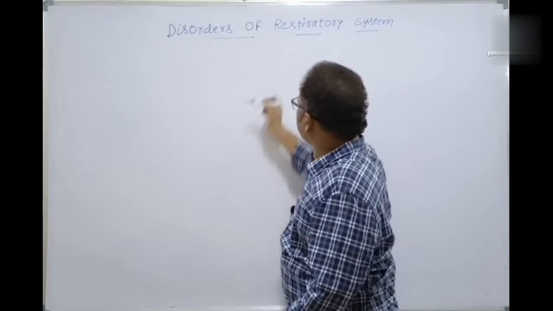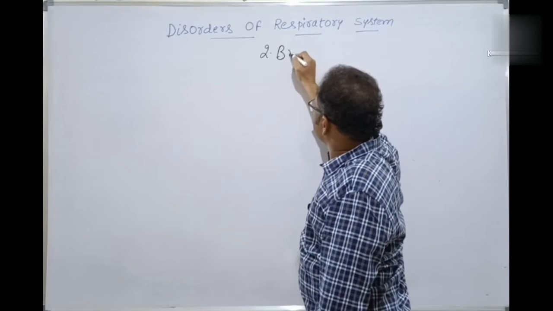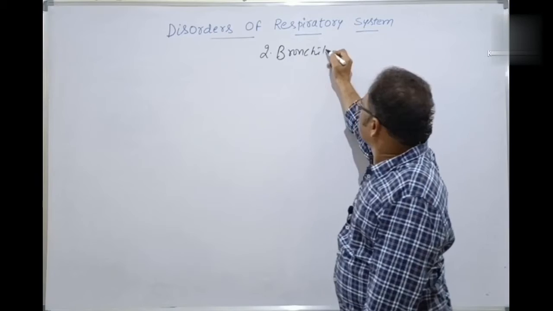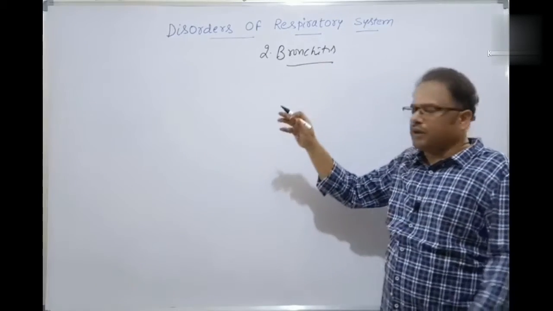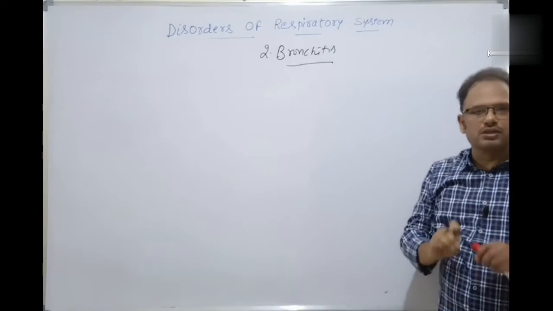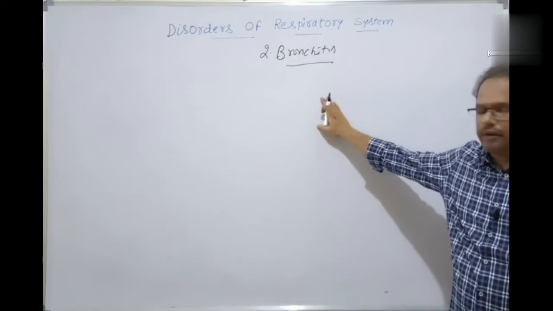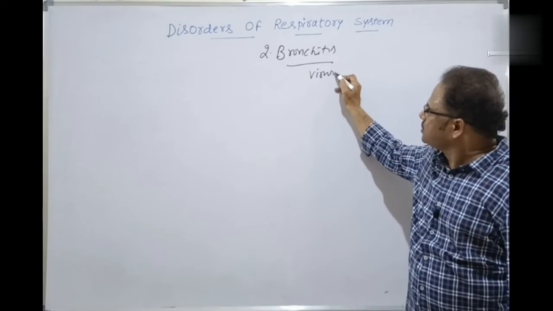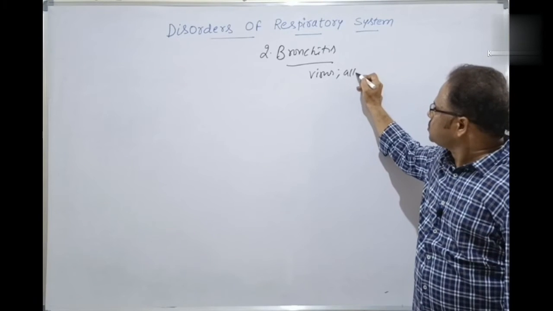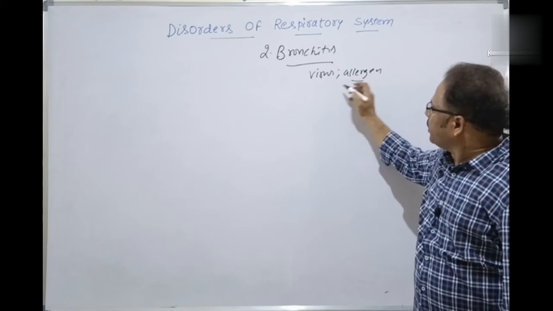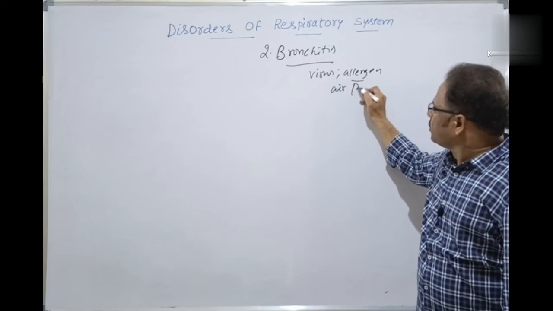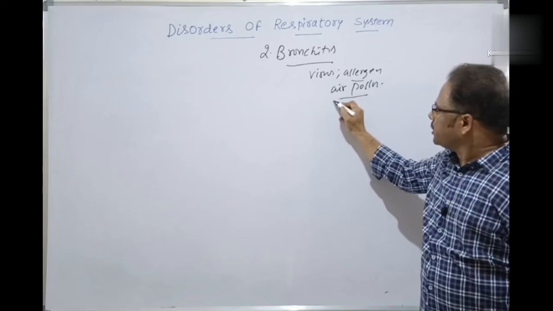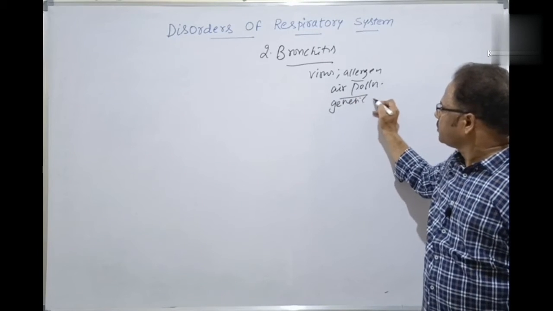And second one is bronchitis. Actually, people treat asthma and bronchitis as the same, but there is a difference. Many differences are there. In bronchitis, the causative agent can be an infection in the form of a virus, or sometimes any allergen, or even air pollution can cause it, or it is also sometimes genetic based.